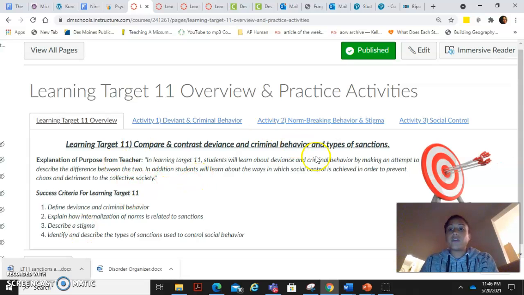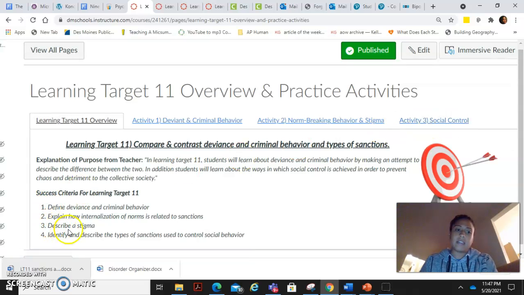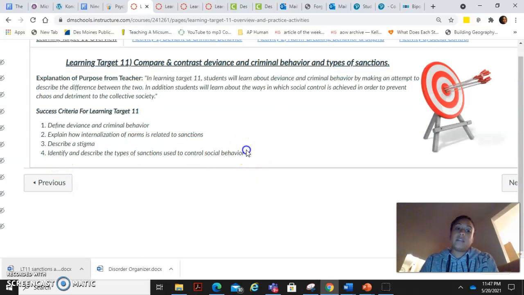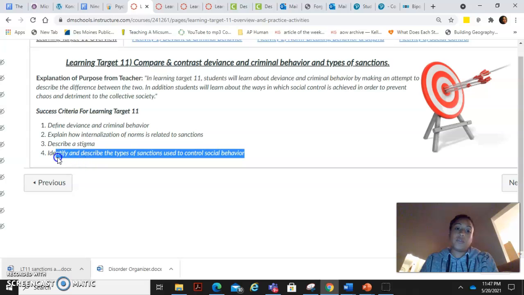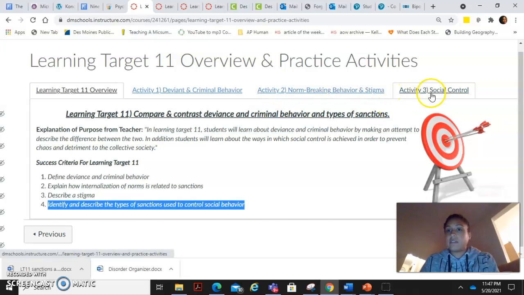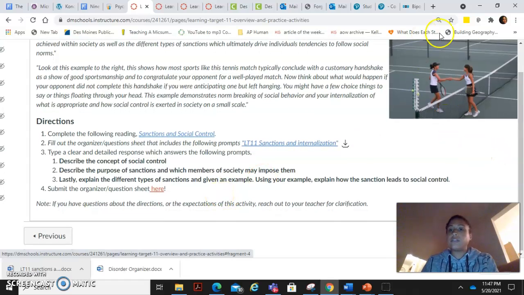So now we're going to move on to social control, and that is identifying and describing types of sanctions used to control social behavior. Okay, so that's what we're focusing on today. All right, so make sure that you go to Activity 3, Social Control. Scroll down, you should see the tennis players shaking hands.